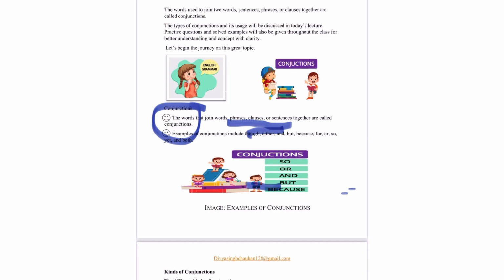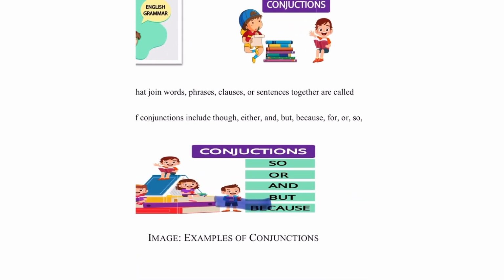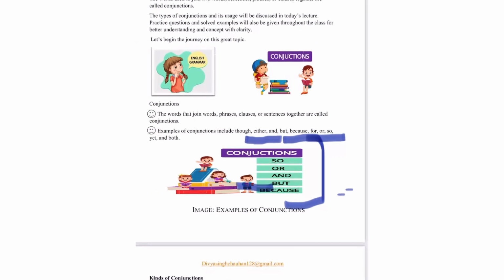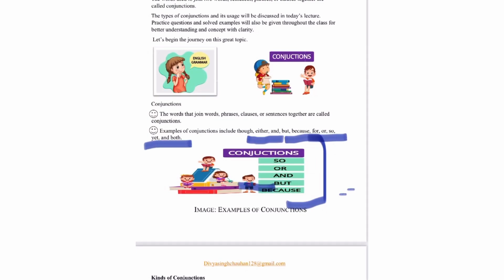Now, let us find out some examples of various words which are being used to join sentences, words, clauses, or phrases. Some words like so, or, and, but, because. Then either, but, because, for, or, so, yet, both. Some of them are various examples of conjunctions.